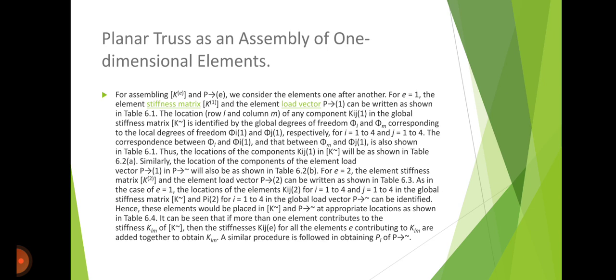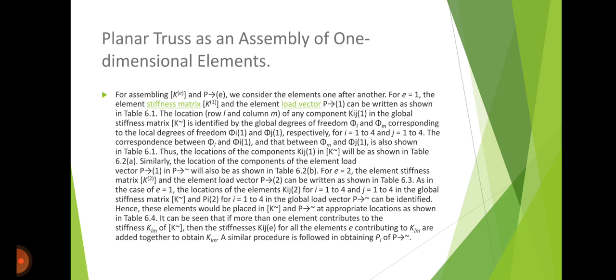The location, row L and column M, of any component K_ij^(1) in the global stiffness matrix is identified by the global degrees of freedom theta_l and theta_m, corresponding to the local degrees of freedom theta_i^(1) and theta_j^(1) respectively. For i equals 1 to 4 and j equals 1 to 4, the correspondence between theta_l and theta_i^(1), and between theta_m and theta_j^(1), is also shown in table 6.1. Thus, the location of components K_ij^(1) in K will be shown in table 6.2.